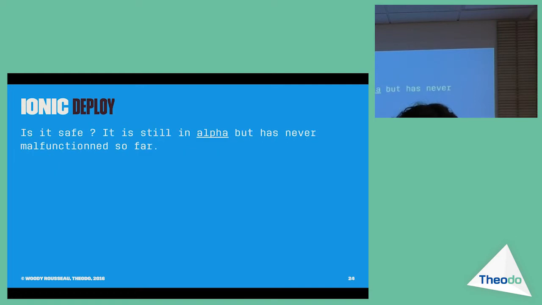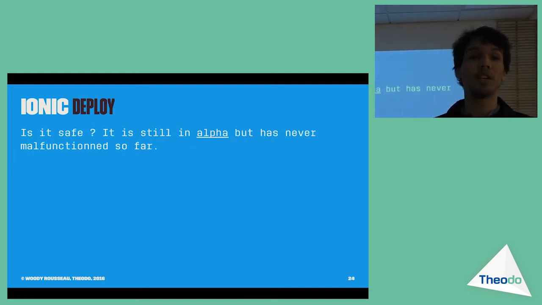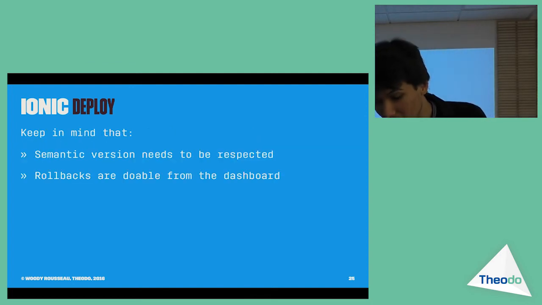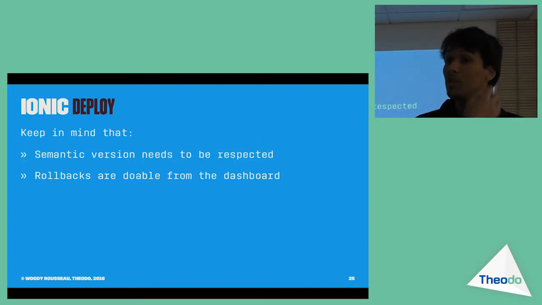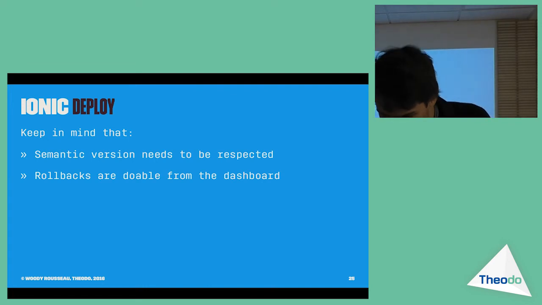But this is a debate. Is it safe to use? It's still in alpha, and they don't recommend using it in production, but we've been using it for a couple of months at BNP. Works fine. You can also do rollbacks if this is something that would worry you. You can roll back from the dashboard. And if you publish to the App Store, you need to make sure that you respect semantic versioning, because otherwise people downloading the app from the App Store may get a pop-in of updates. But if you manage your versions well, you won't get any trouble. So you need to be very careful about that. But those are my recommendations.